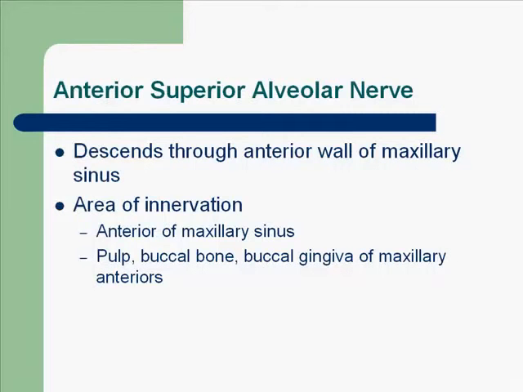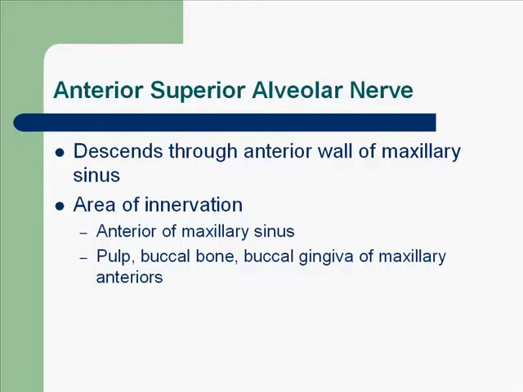Okay, let's talk about the ASA nerve, the anterior superior alveolar nerve, which descends through the anterior wall of the maxillary sinus. This also serves as an afferent nerve of sensation. Areas of innervation: anterior of the maxillary sinus, the pulp, buccal bone, buccal gingiva of the maxillary anteriors.